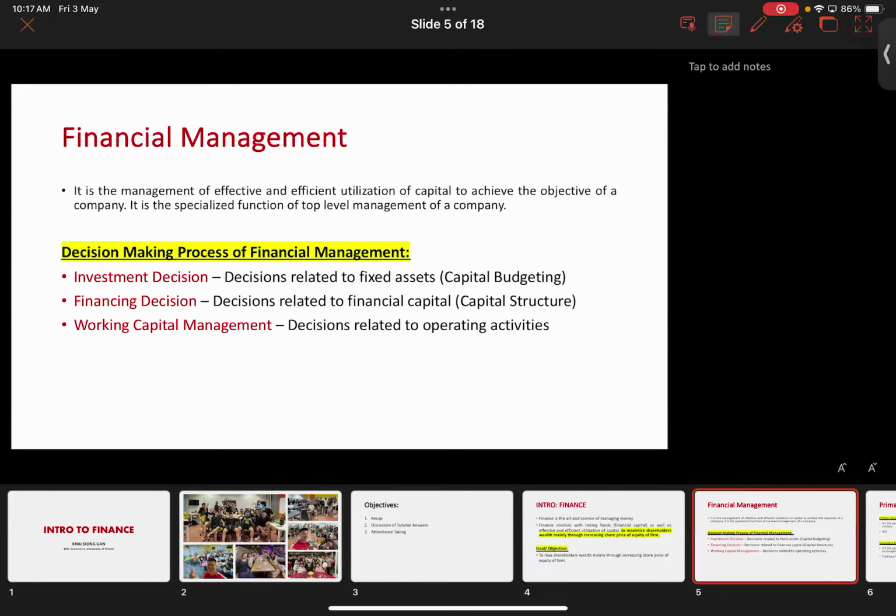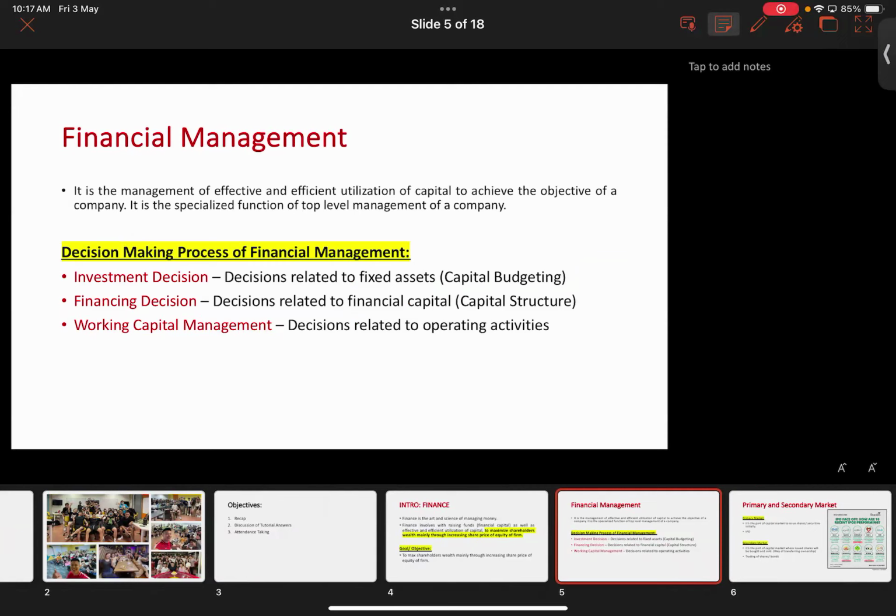Moving on, we need to know there are different decisions under financial management. We look into how fund managers utilize the money and what kind of decisions they are making. There are three main decisions that we can categorize. The first one is called investment decisions. These are decisions related to the purchase of fixed assets, such as the purchase of buildings, equipment, and machineries. We call it capital budgeting.